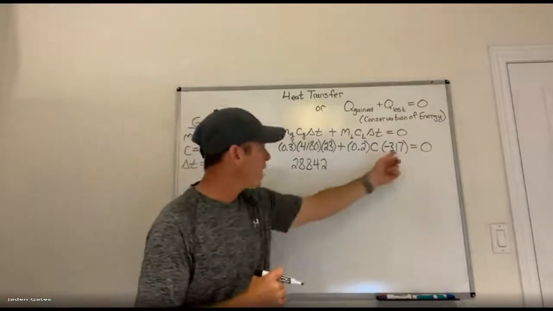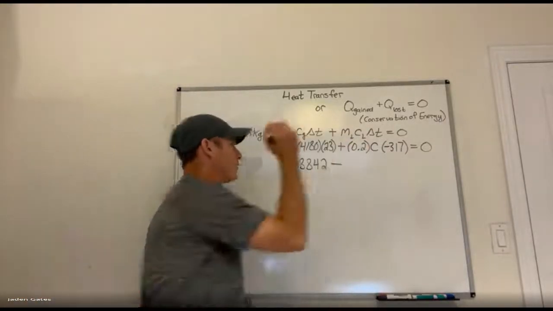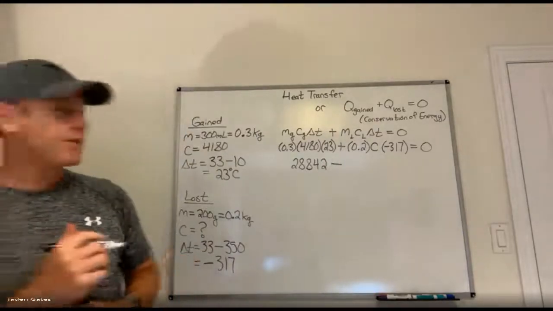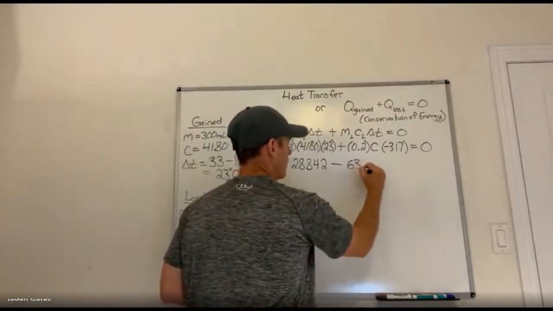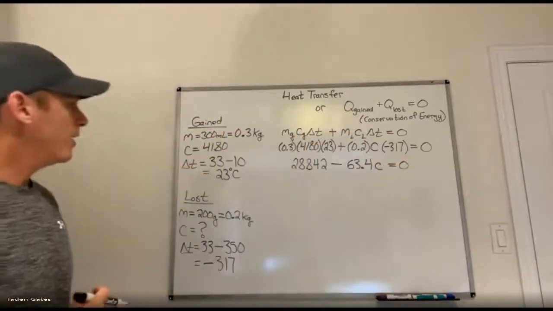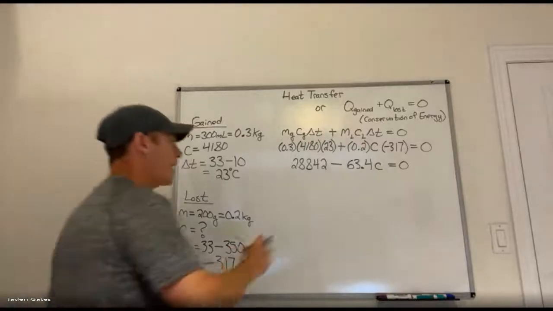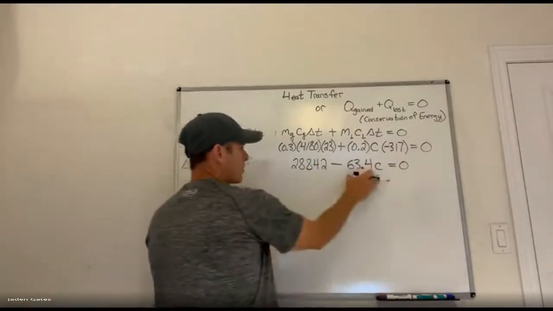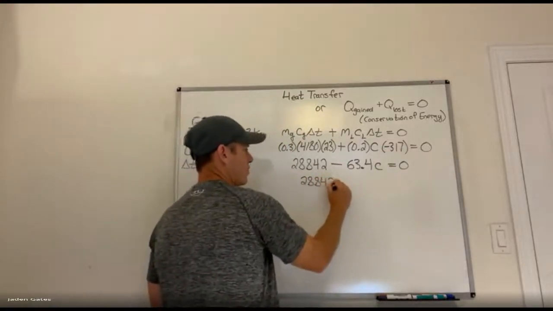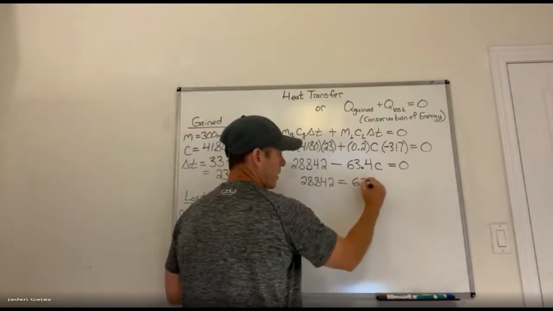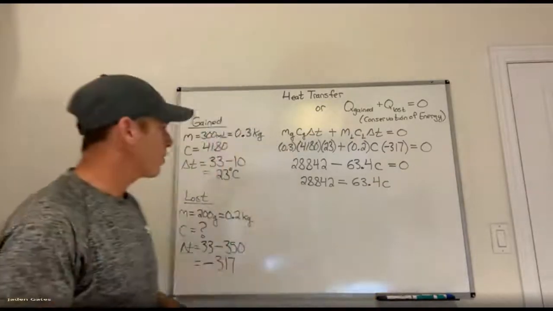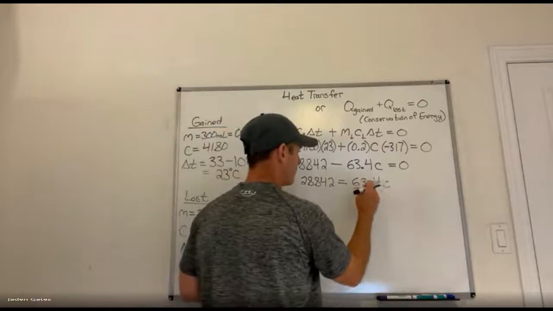For the second part here, when you're multiplying, you can do that in any order. And so I'm going to go 0.2 times negative 317. Positive times a negative is going to give me a negative here. And I end up with negative 63.4, and of course, it's times our C value there. And that is equal to 0. All right, well, now we're down to simplifying and solving, so I'm going to get the C term by itself. I'm going to move that over to the other side. So I have 28,842 is equal to 63.4 times C.